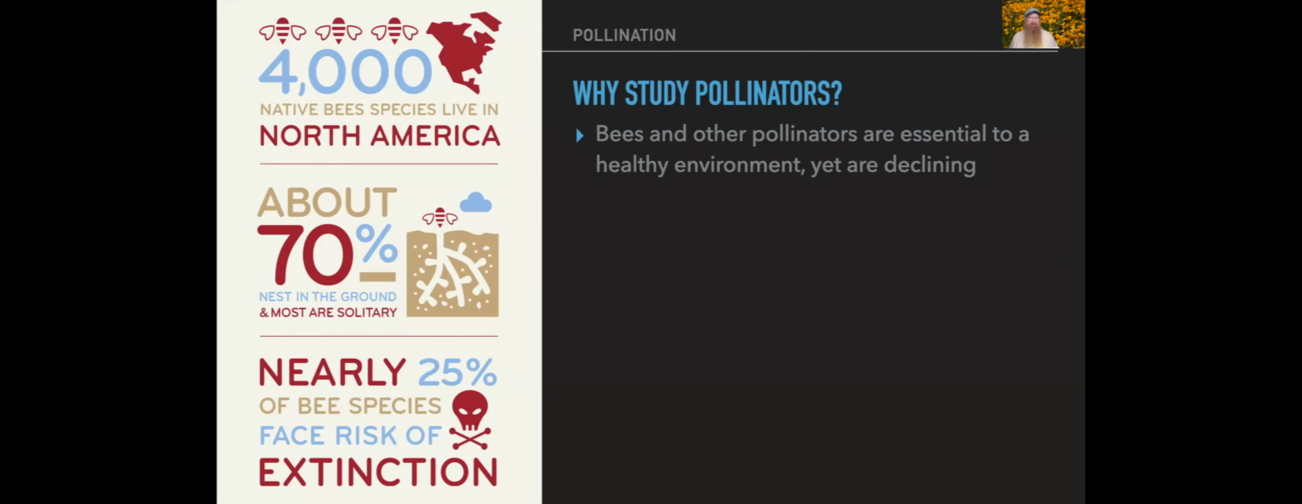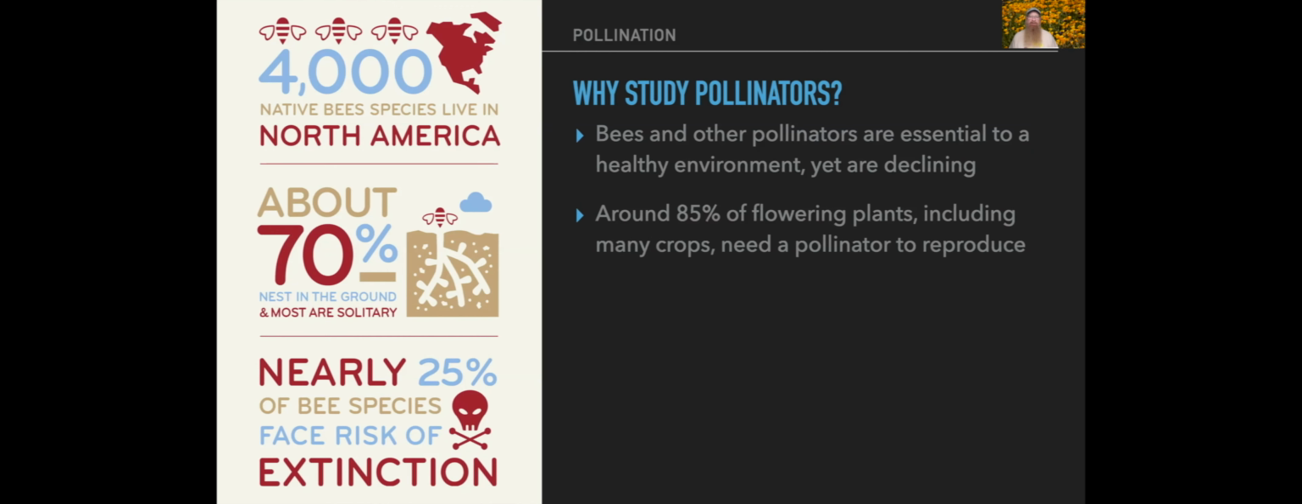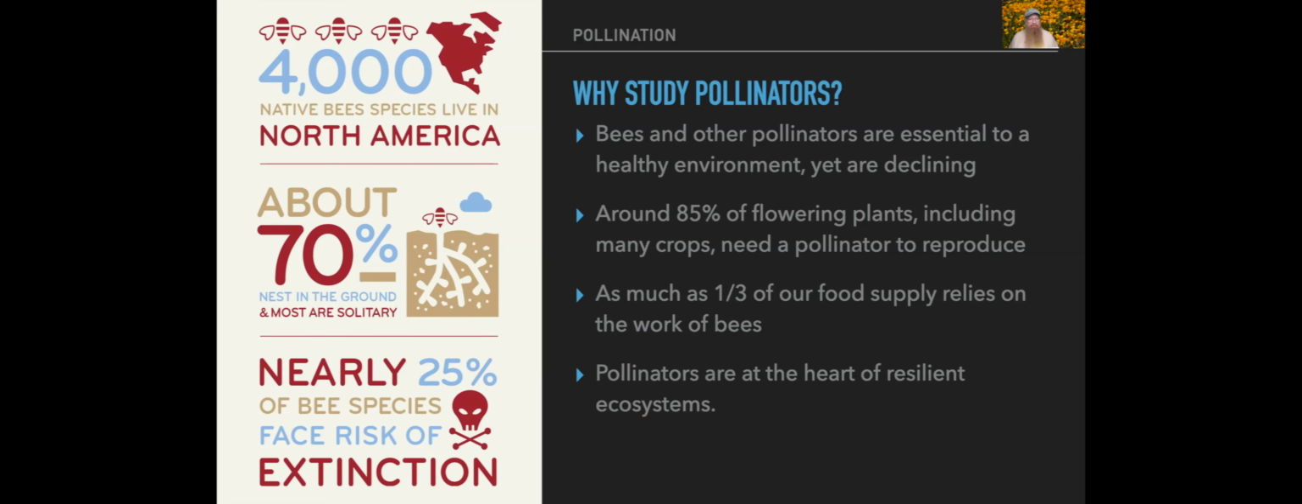So bees and other pollinators are essential to a healthy environment, yet they are declining. Around 85% of flowering plants, including many crops, need a pollinator to help the plant reproduce. As much as 1/3 of our food supply relies on the work of just bees, and there are more pollinators than just bees. The pollinators are therefore at the heart of resilient ecosystems.